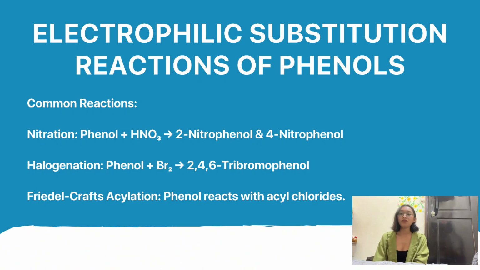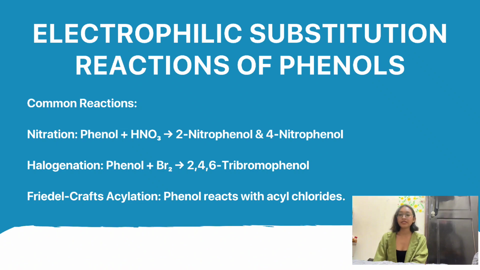So why do phenols undergo electrophilic substitution? The hydroxyl group in phenol makes the benzene ring more reactive, meaning that the electrophiles, or electron-seeking species, attack the ring at the ortho or the para positions. Ortho, we have here the 2, and the para, 4.